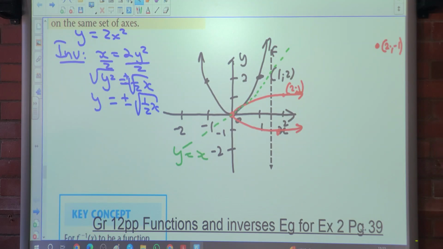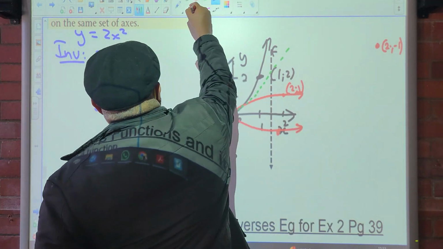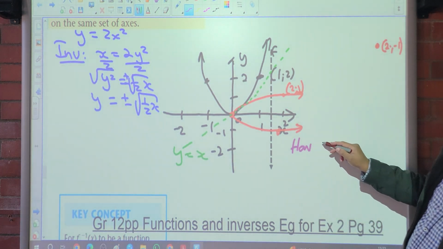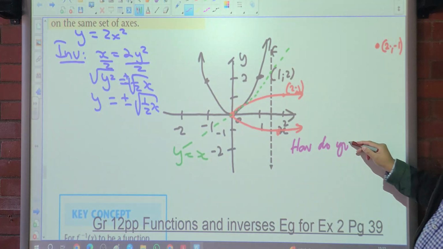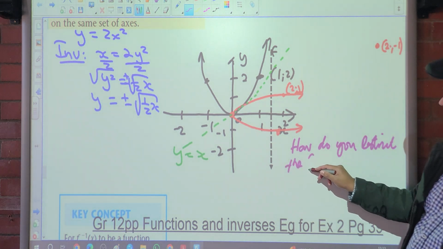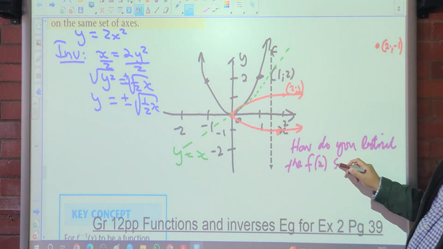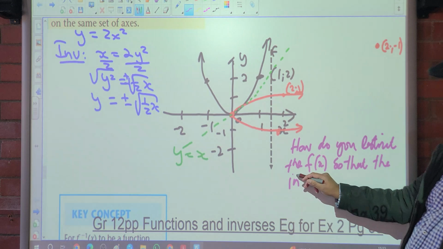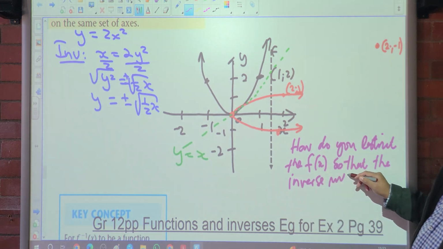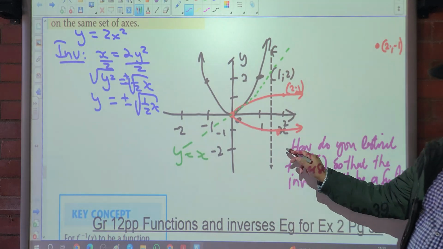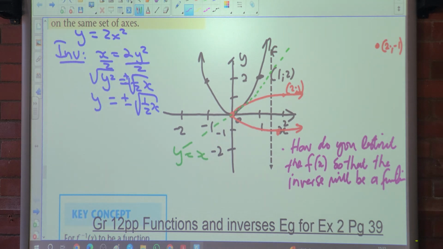So normally the question associated with this graph is, how do we restrict the function? You can write it down. How do you restrict the function so that the inverse will be a function? Okay, that's normally the question. How do you restrict the function, or f of x, so that the inverse can be a function?